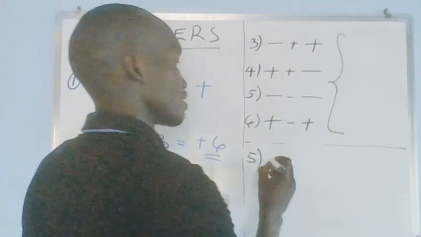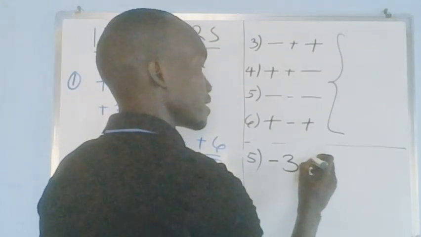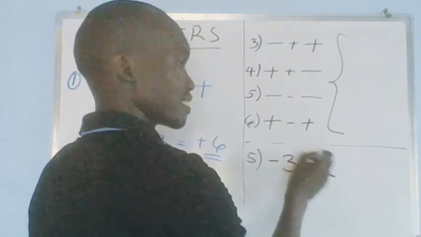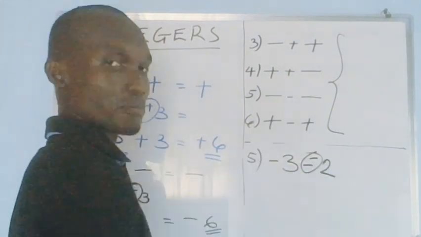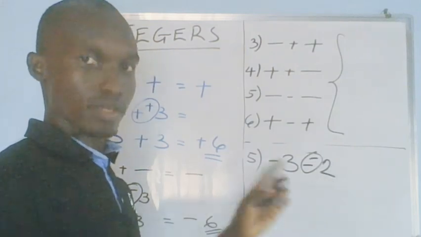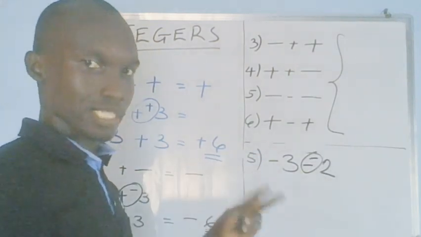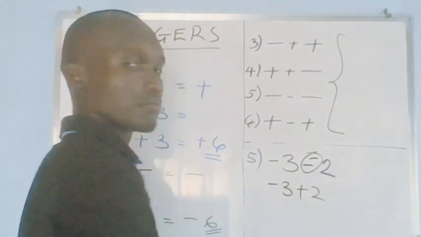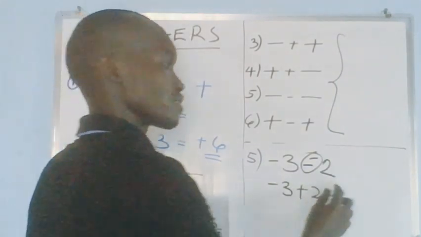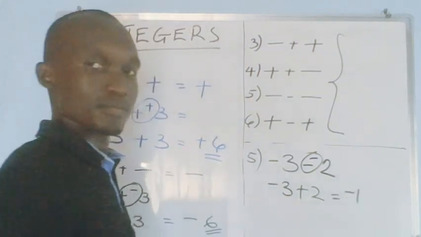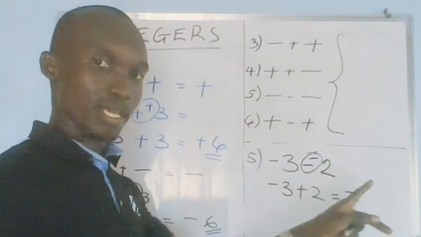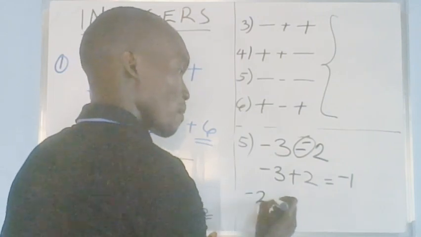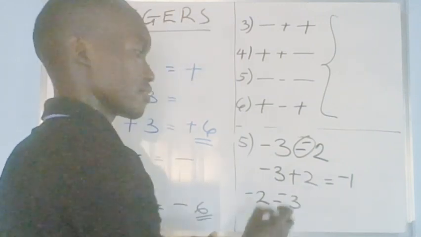Let's look at 5. So negative 3 minus negative 2. We take this in the middle. When there are two negatives in the middle, it becomes positive. Negative times negative will be positive. So negative 3 plus 2 this time. So negative 3 plus 2, that will be negative 1. It will take the sign of the bigger one. Assuming this was negative 2 minus 3.